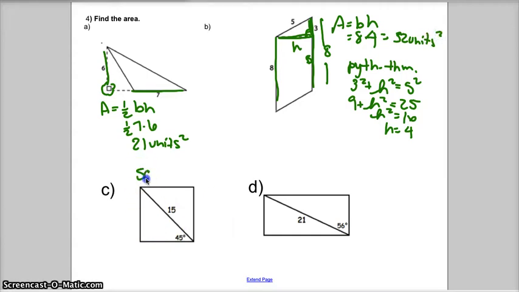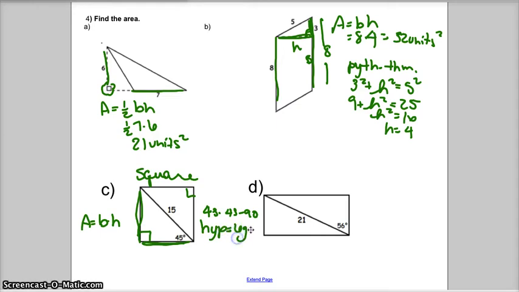Letter C, and this one is a square. In a square, we know that there are right angles and all the sides are the same. A square is a parallelogram, so area is equal to base times height. But in this particular shape, base and height are the same, but we don't know either. Notice that it's a 45, 45, 90 triangle. In that, the hypotenuse is equal to the leg times the square root of 2.